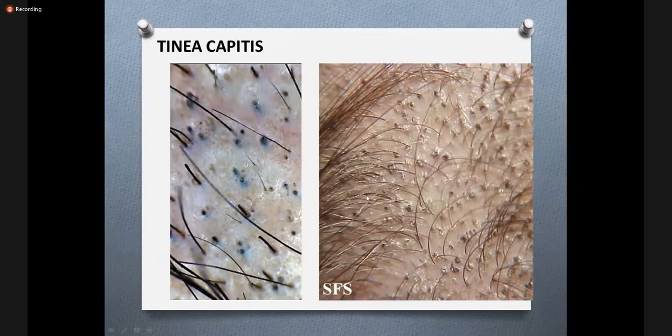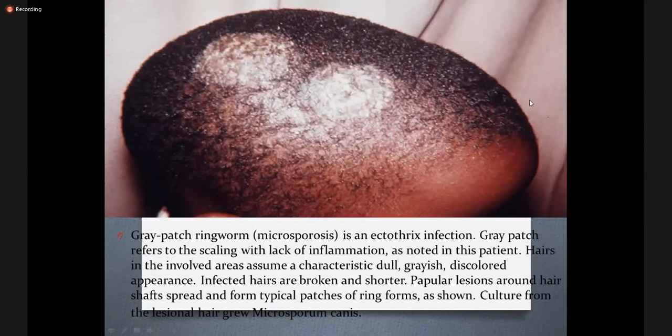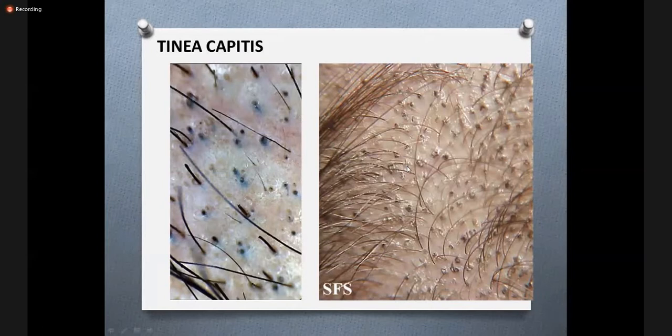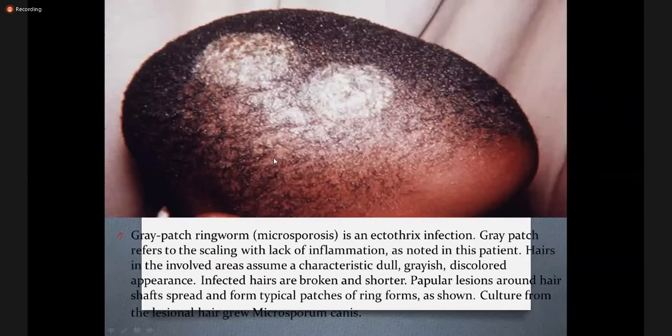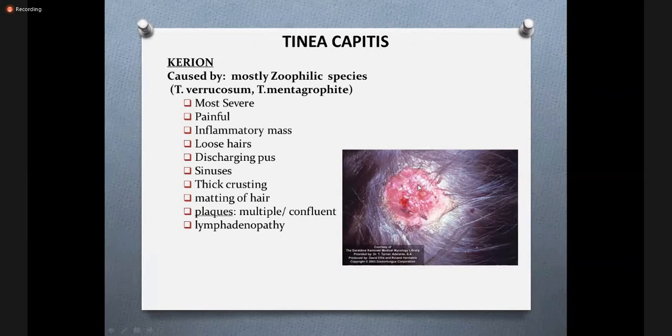Okay. So one presentation is the gray patch, which is caused by ectothrix. And one presentation is the black dot, which is caused by endothrix. Okay, clear? These are two presentations, black dot and gray patch. Okay. Now, the other one is kerion. Kerion mostly presents as a single inflammatory swelling. The last two, the gray patch and the black dot, were non-inflammatory, while kerion is inflammatory. It's a painful inflammatory mass with presenting complaint of discharging pus or sinuses. There may be matting of the hairs due to pus.